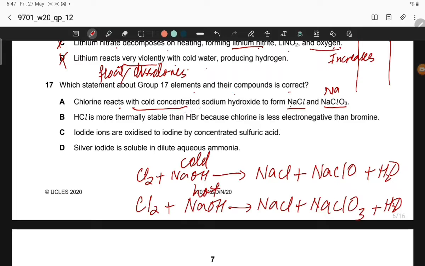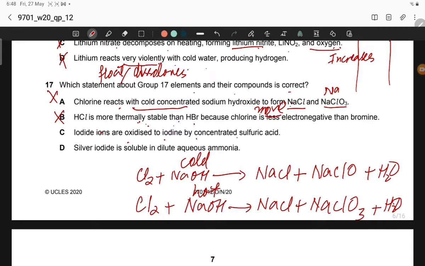Chlorine reacts with gold concentrated, so it is not correct. HCl is more thermally stable than HBr because chlorine is less electronegative than bromine. Yes, HCl is more thermally stable than HBr, but chlorine is more electronegative than bromine. So it is incorrect. Iodide ions are oxidized to iodine by concentrated sulfuric acid.